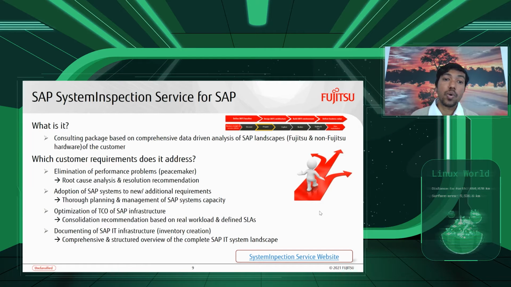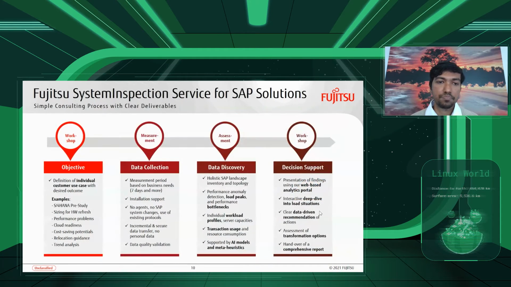And the customer requirements that have to be addressed can be quite varied. It can be that he has some existing performance problem that he doesn't want to see in the new environment going forth, or he wants to find a way to adapt the existing SAP environment to cater to new requirements. How to optimize on TCO, or simply he might say, I just want to do an inventory of it all. Please give me a list of all that I have. Regardless of what he wants to do, the system inspection service can help here.